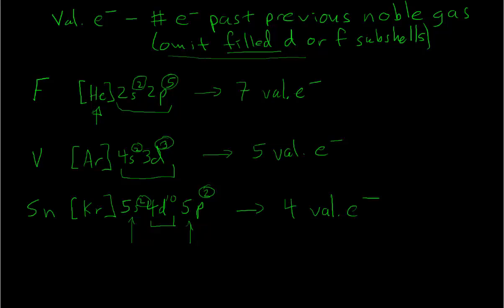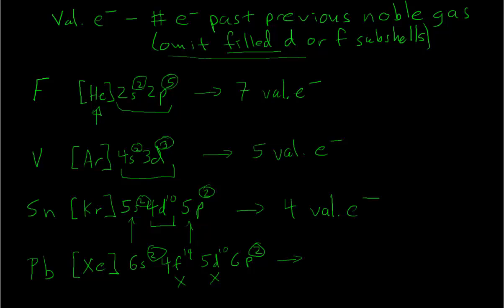And similarly, we're going to omit electrons that are in a completely filled f subshell as well. So if we look at an element like lead, Pb, lead has the same electron configuration as the previous noble gas, xenon. And then we work our way across, starting on the 6th row of the periodic table: 6s2, 4f14, 5d10, and 6p2. So again, we're going to omit the completely filled f and the completely filled d, and just count these 2 here. So again, lead is going to have 4 valence electrons.